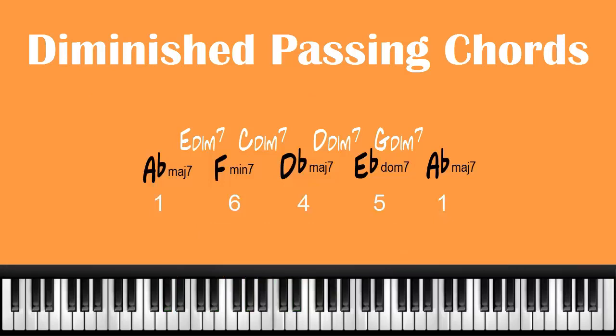Okay, now let's listen to the sound of the pairs, the diminished chord preceding one of the chords in the chord progression. So we're going to go E diminished to F minor, C diminished to D flat, D diminished to E flat, and G diminished to A flat.